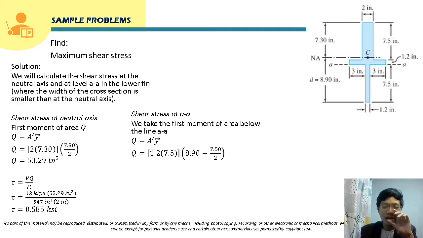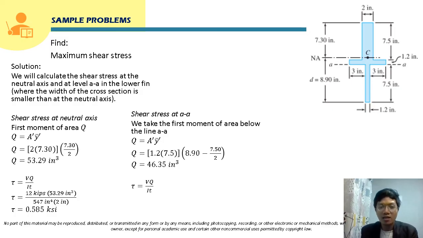Okay. So, again, our area prime, class, area lang nito. Ito ay 7.5 times 1.2. Ito yon. And then, yung y bar prime natin will be 8.9 minus itong kalahati ng 7.5 para sa distance na to papunta dito. So, yan ay 8.9 minus 7.5 over 2. So, solving for Q, this is 46.35 inches cube. Okay, so, solving for the shear stress.